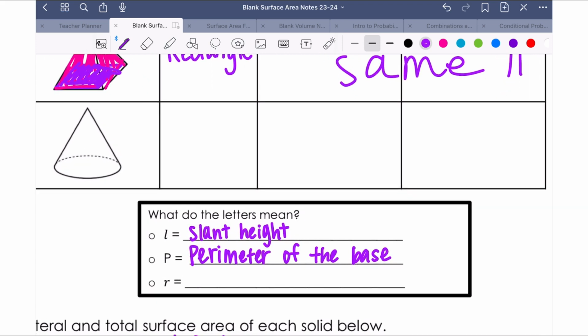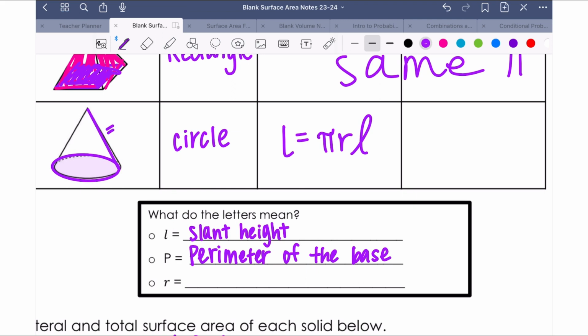So for a cone, what is the base shape of a cone here? That is a circle. So the base is a circle. The formula for lateral is pi times your radius times your slanted height. Okay, and your slanted height is going to be here on the side. And we should all know how to find the radius by now of a circle.